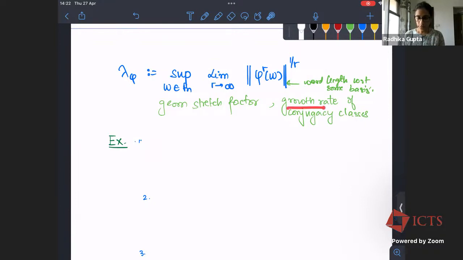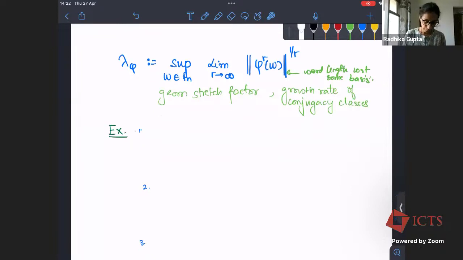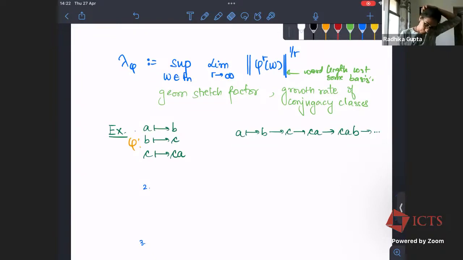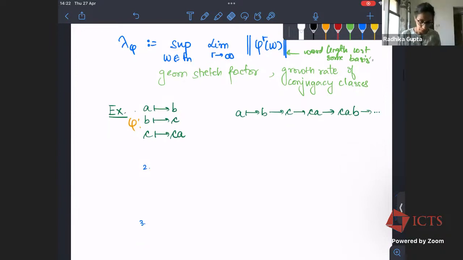So this is the growth rate of, well, I guess I should have said conjugacy classes, but let's just ignore the Out stuff and the conjugacy class business. So I'm measuring the growth rate of elements of the free group, and I call this the geometric stretch factor of my free group automorphism. It's just measuring the growth rate of words. So here is an example.